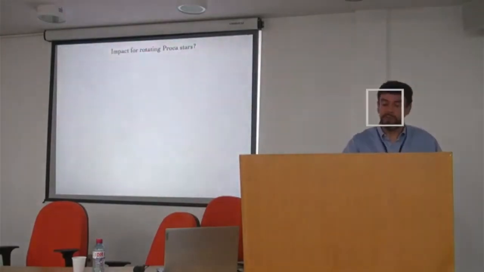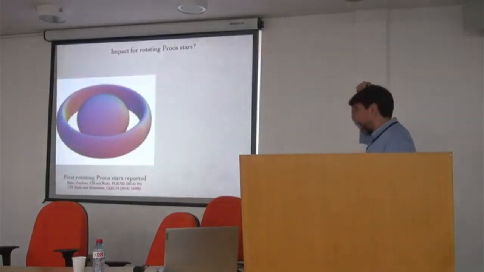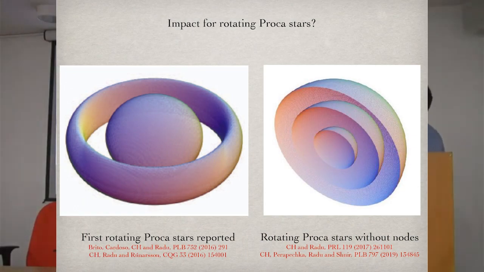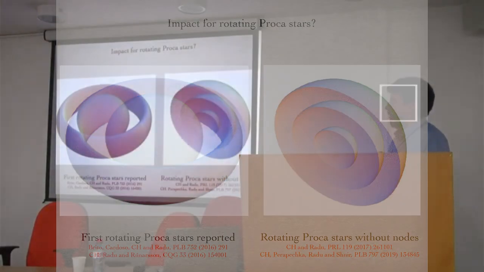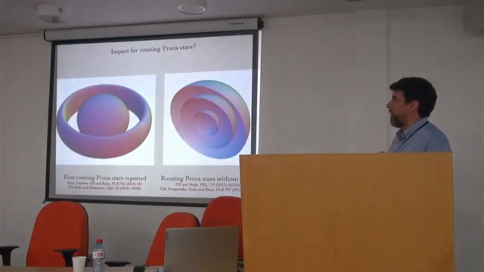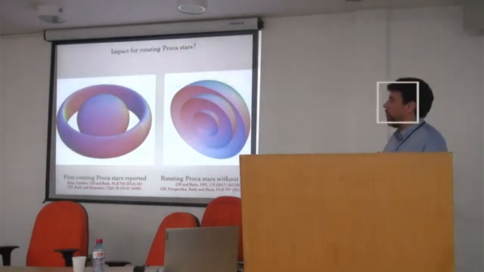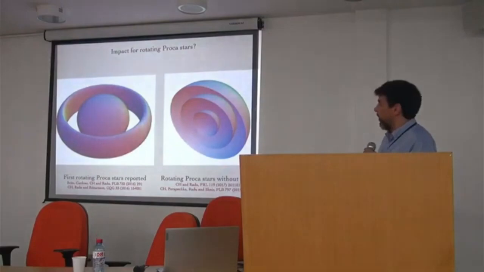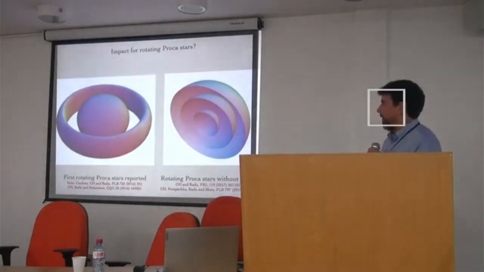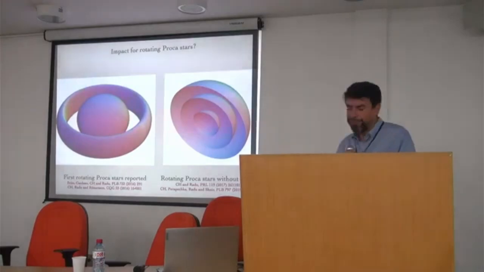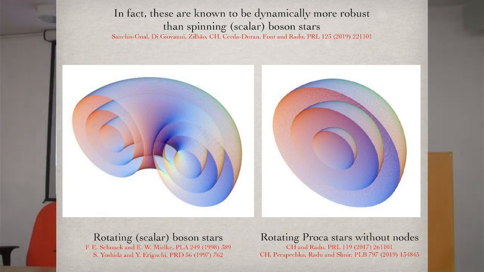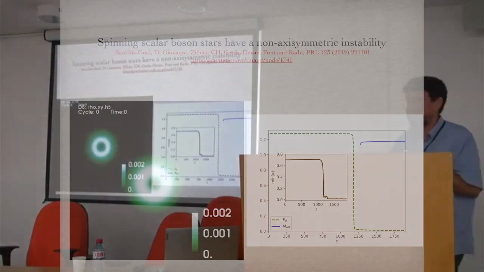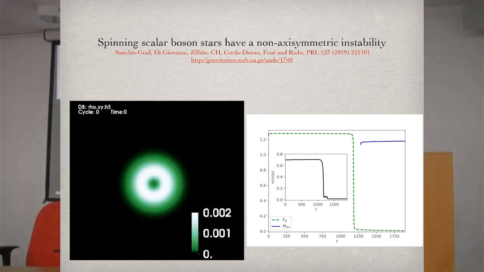So maybe you were wondering, what's the impact for the spinning case of these Proca stars? Well, there's a very interesting story here because, first of all, when the first spinning Proca stars were reported, people didn't get the right fundamental state with spin. They got an excited state. For historical reasons, I'm not going to describe them now. But eventually, what we think are the fundamental rotating Proca stars were found. And they seem to be dynamically robust, as I described, and more dynamically robust than their scalar cousins. And this was a work that was done a few years ago.